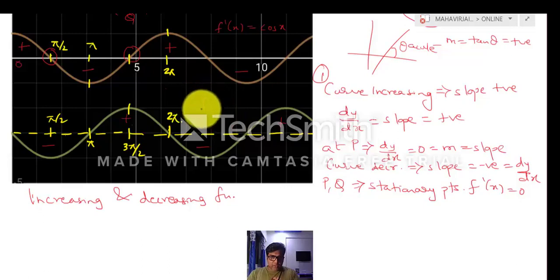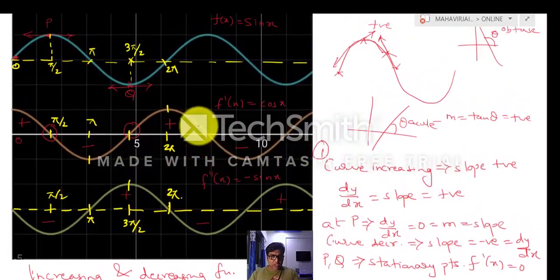So here comes f double dash of x. The derivative of cos x is nothing but minus sin x. And this completely reflects, what does it reflect? You see the blue curve and the green curve.